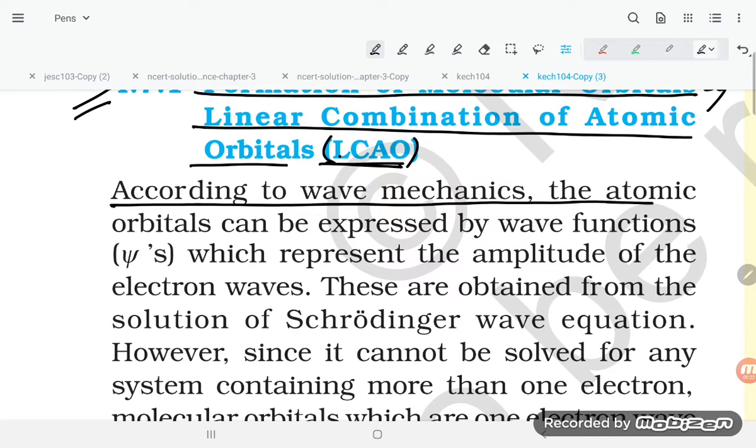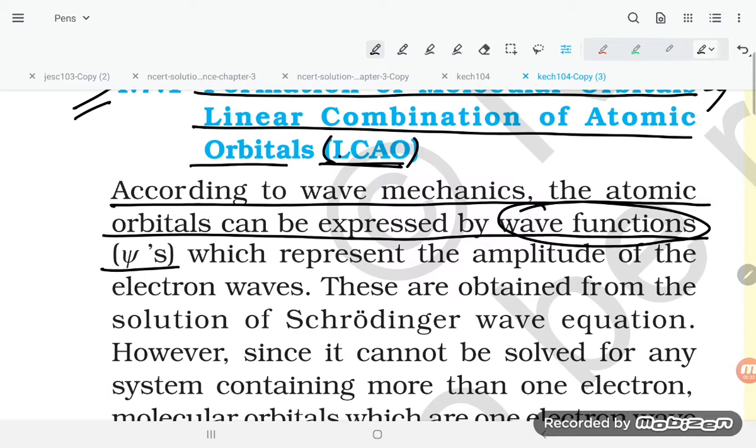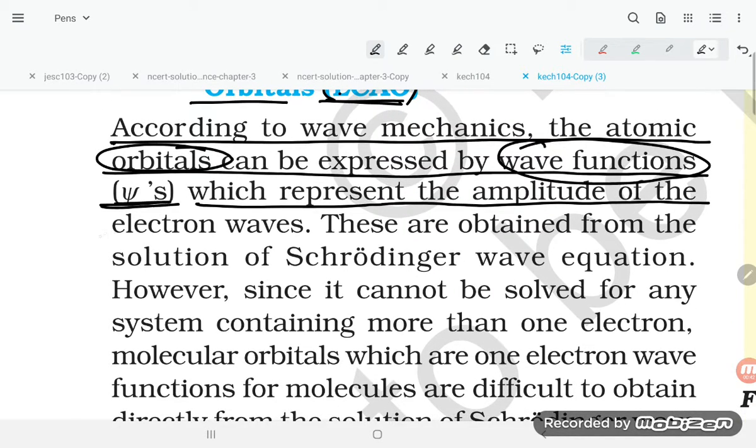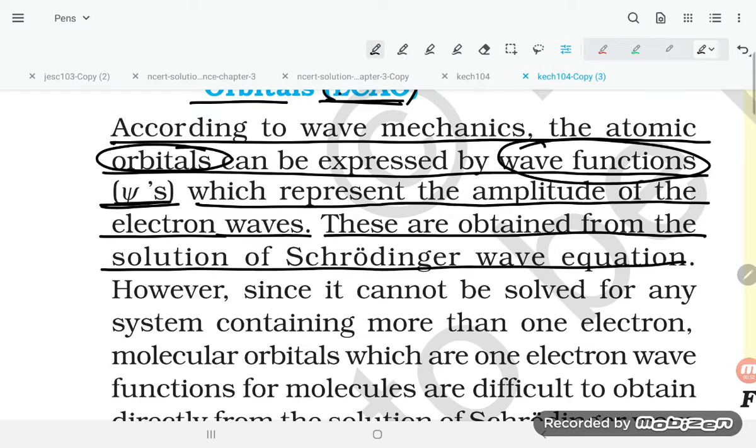According to wave mechanics, the atomic orbital can be expressed by the wave function, psi. Atomic orbital can be represented by wave function. Keep in mind, students, that the wave function represents the amplitude of the electron wave. These are obtained from the solution of the Schrodinger wave equation.